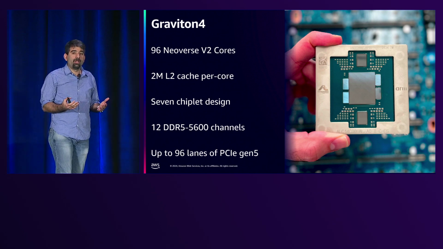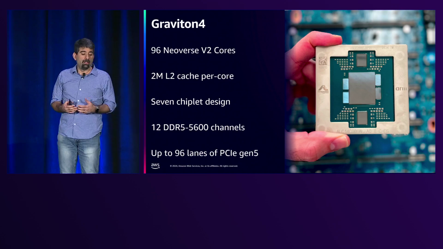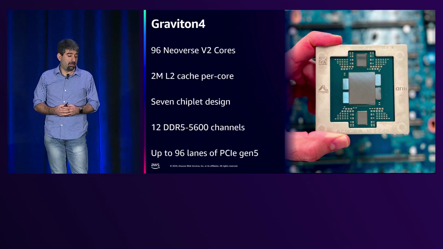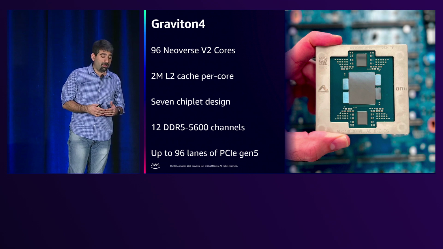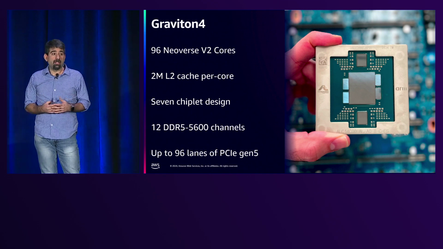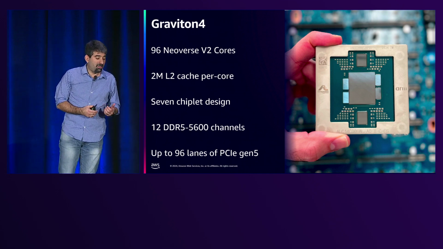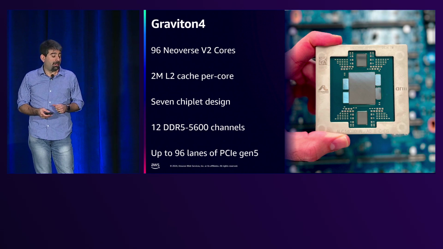Just like Graviton 3, it's a 7-chiplet design with 1 central compute die, 4 DDR dies, and 2 PCI dies. The DDR dies are DDR5, and when it was launched, it was the fastest DDR system in EC2, with 12 channels of DDR5 5600 and up to 96 lanes of PCIe.